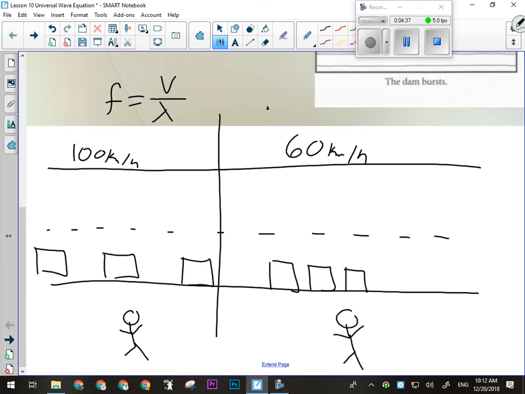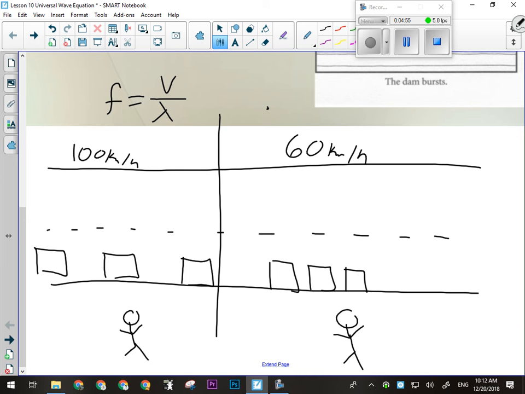So this is an easy formula to use, but it's the most important one for the rest of this unit. The universal wave equation governs essentially everything in the rest of this unit. It's nice because it's easy to use, only a 3-variable formula. It's like manipulating v equals d over t, because really that's what it is. It's just for waves.